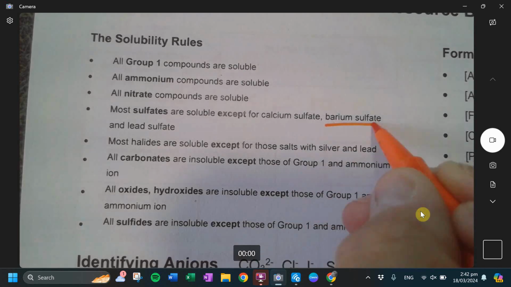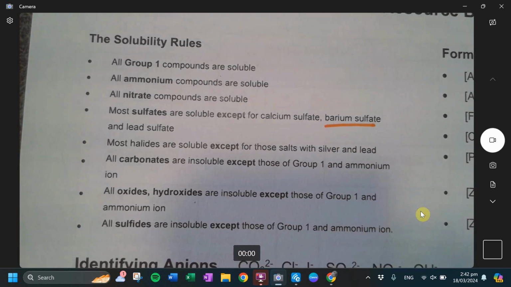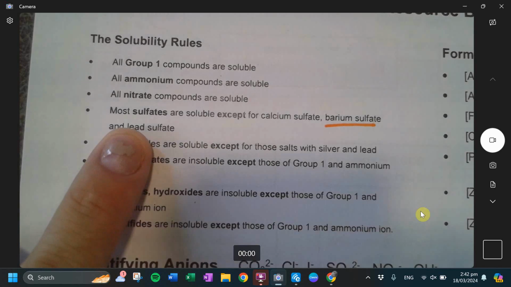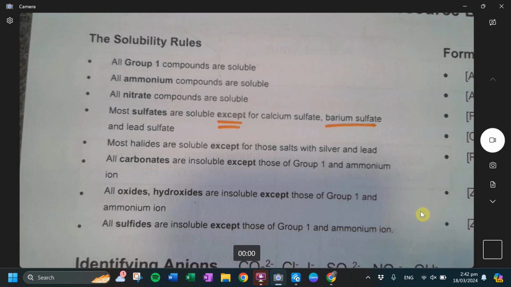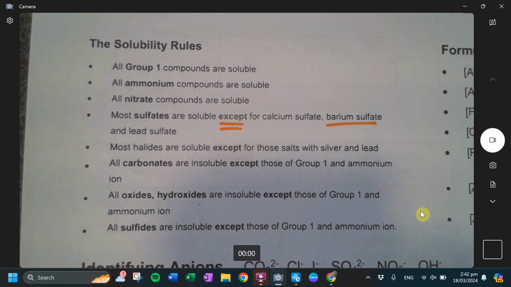So I identified barium sulfate. So should that form a precipitate? Yes. Because soluble means no precipitate would have formed. And then except is that key word there. Calcium sulfate, barium sulfate, and lead sulfate. So since I have barium sulfate, that is my precipitate. It's insoluble, causing my precipitation.